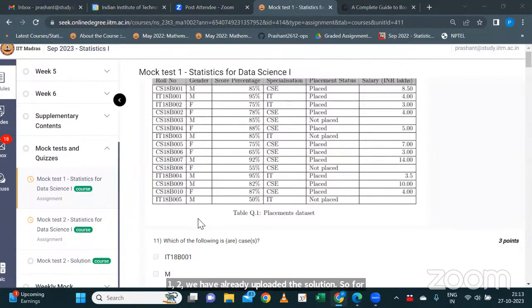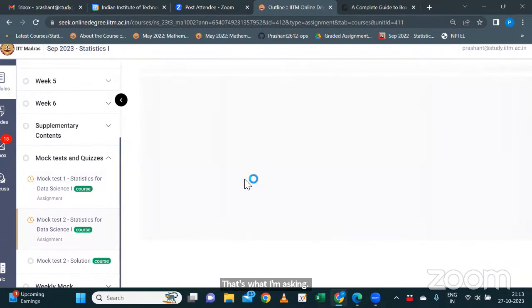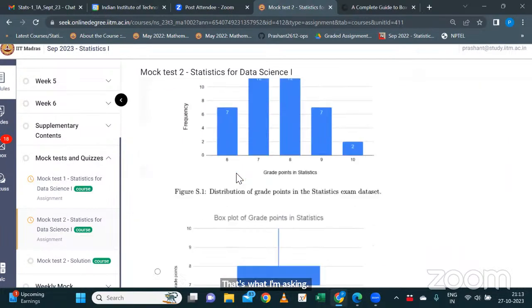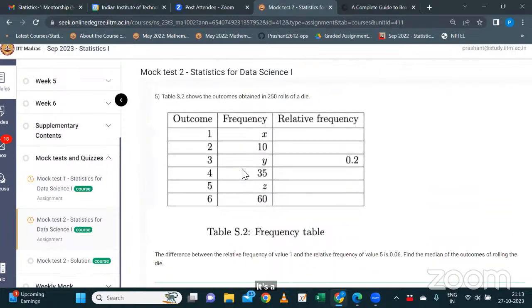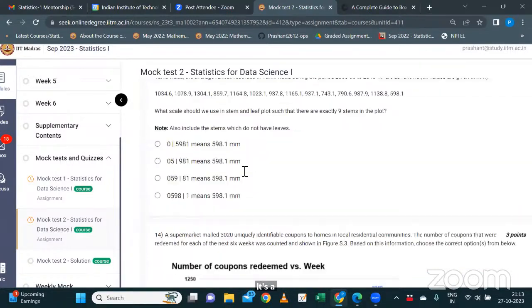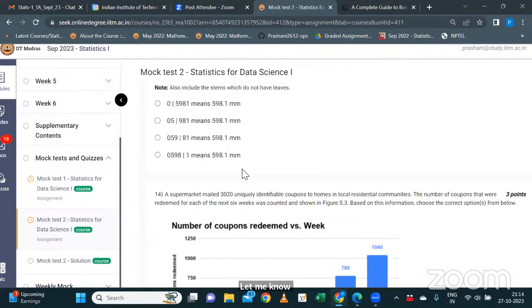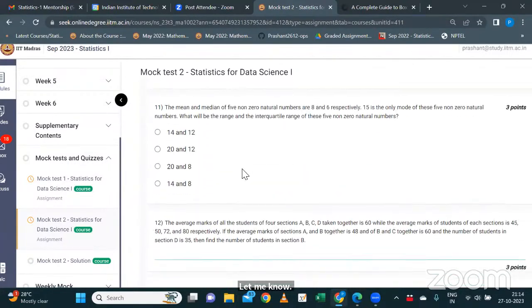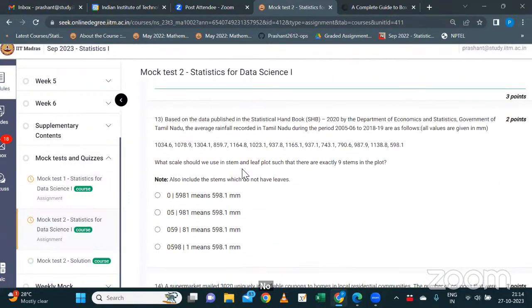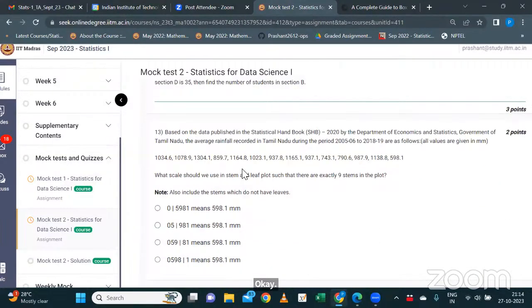Sir, actually it's related to the stem and leaf concept, sir. And I have a doubt in that. That's why I'm asking. Okay, in which question? It's stem and leaf, sir. Which one? This one? Yes, sir. Okay, what is your doubt?